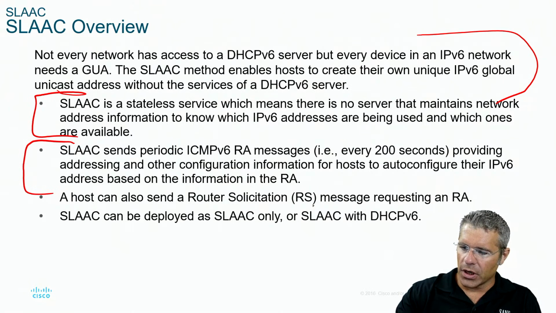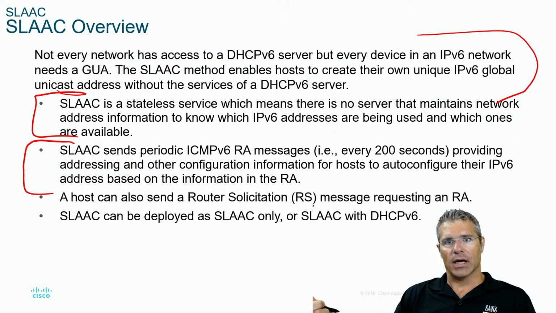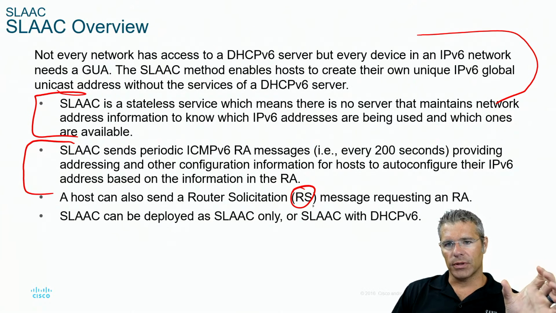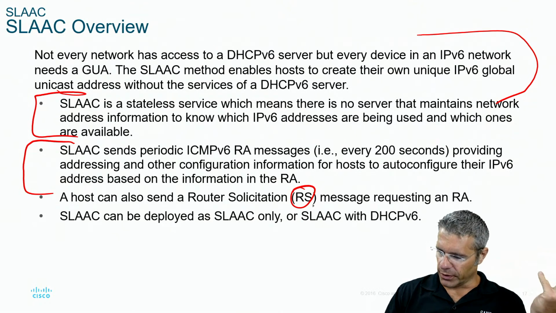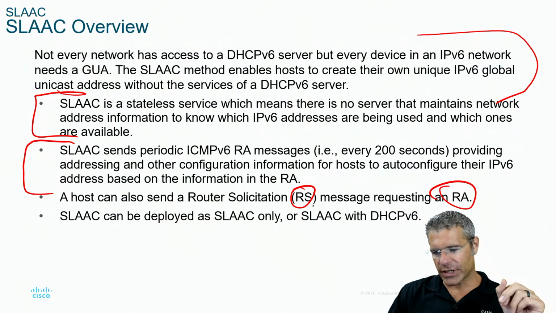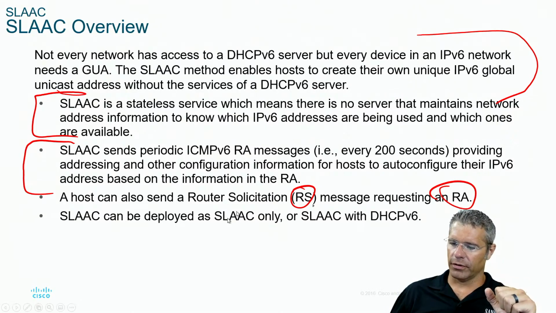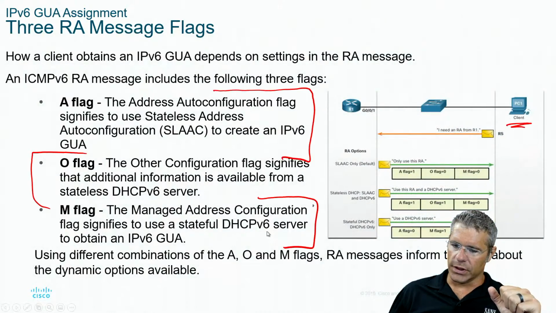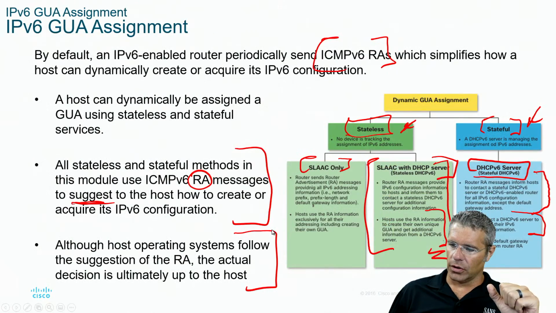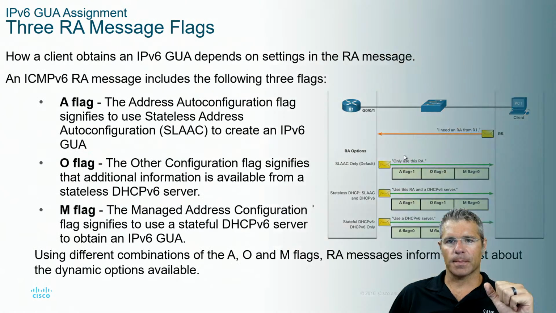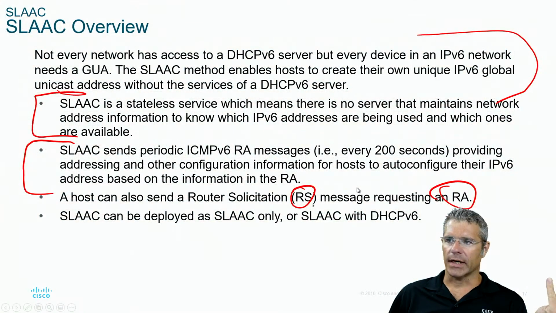Every 200 seconds or so, you will get an ICMPv6 router advertisement message that will send out this info to anybody listening so that they can go through and fix it up. Also, as we saw previously, that host computer can provide a router solicitation, which will then hopefully prompt the router to spit out a router advertisement, and you're off and running. So as we looked at previously with our flags, this can run as SLAAC only or SLAAC with a DHCP server inside of it, depending on which way you set it up.